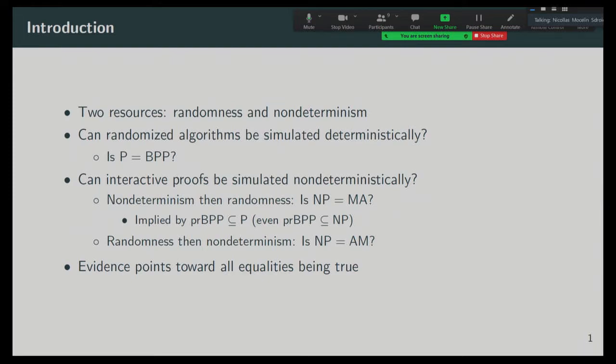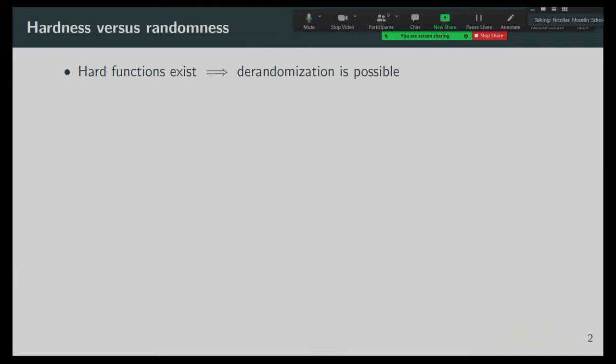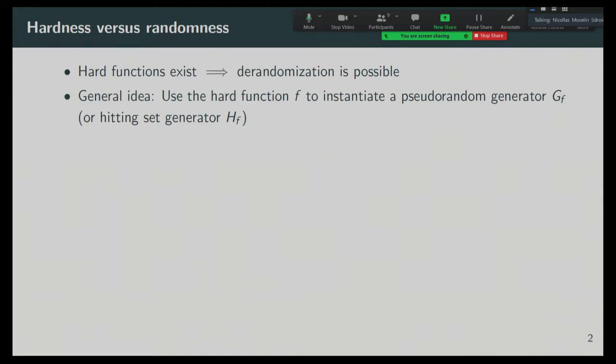And indeed, there's evidence that points toward all of these equalities being true, right? All of the ones in the slide. So what type of evidence is this? It's these hardness versus randomness trade-offs, right? So very simple. If hard functions exist, then we can derandomize, right? And the idea is to use this hard function to instantiate a pseudo-random generator or a hitting set generator, right?